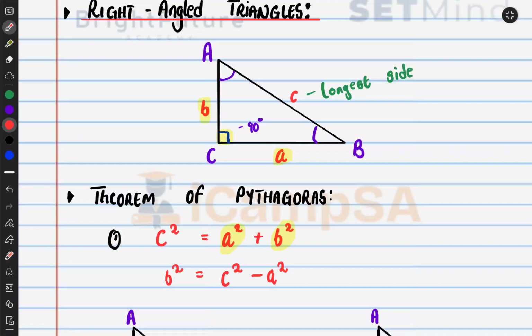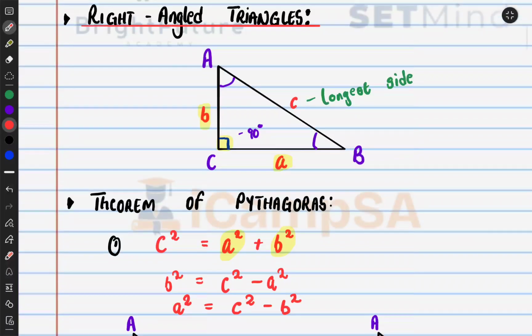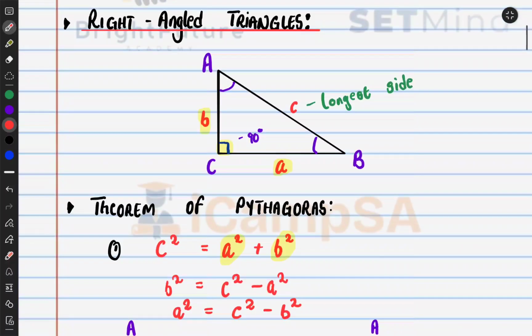That is the equation that we can use, and then once again we can rearrange the theorem of Pythagoras in order to make A the subject, and then we'll have A squared is equal to C squared minus B squared. We just take the B squared to the other side, so that is basically the theorem of Pythagoras. And yes, we are going to use it a lot to solve for the sides. Maybe if we are given two sides, we can find the third side. That's the beauty of the theorem of Pythagoras.